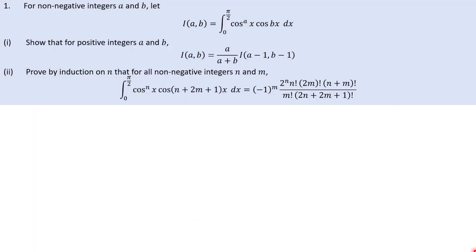So the first question is actually a calculus problem, but it is not the type of calculus problem you will normally find in your high school exam. So let's take a look at what it is. So we have this question.